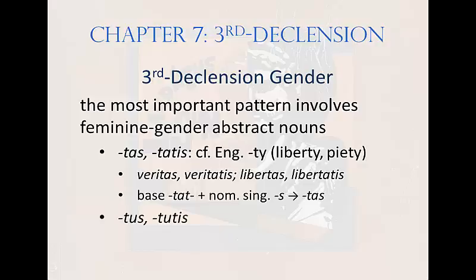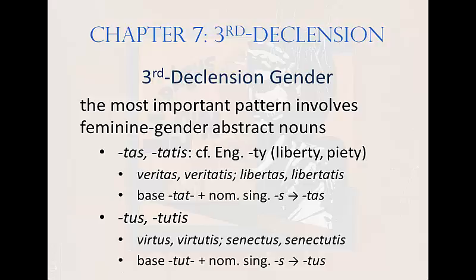The next type of abstract noun which fits this category is very similar. All these nouns end in their nominative singular tus and their genitive singular tutus. For example, virtus virtutis, meaning courage, and senectus senectutis, meaning old age. Here the base, tut, combines with the nominative singular ending s, producing a nominative singular tus.